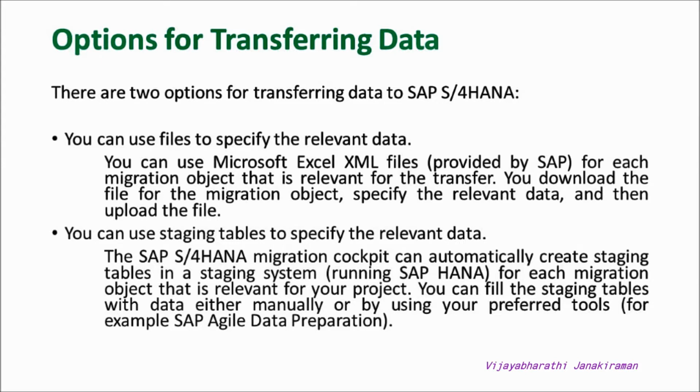When SAP launched the migration cockpit, there were two options for transferring data to SAP S/4HANA. One, using files to specify the relevant data. The other one, using staging tables to specify the relevant data. In the first method, SAP gives you a template which can be downloaded as a Microsoft Excel XML file, and the migration object details filled in completely and then uploaded so as to enable the transfer of legacy data.